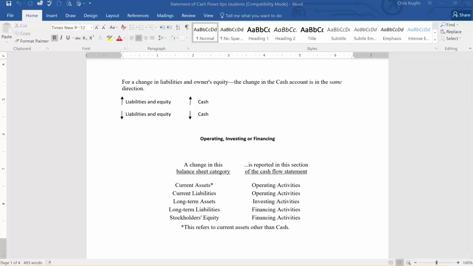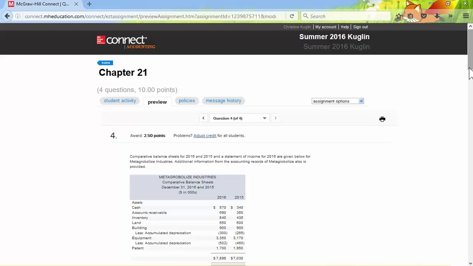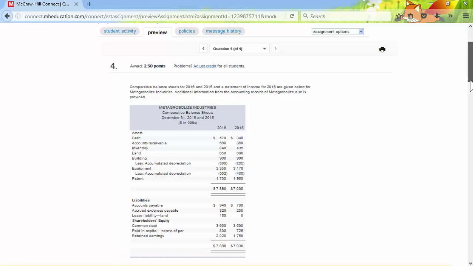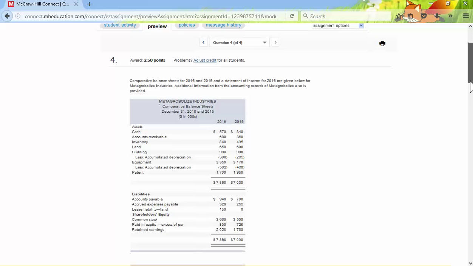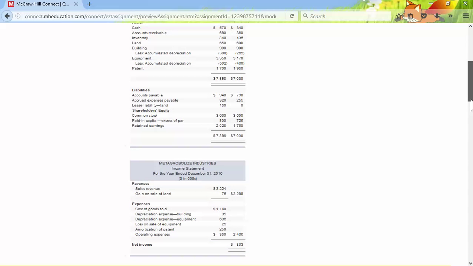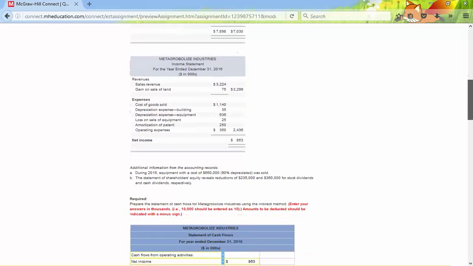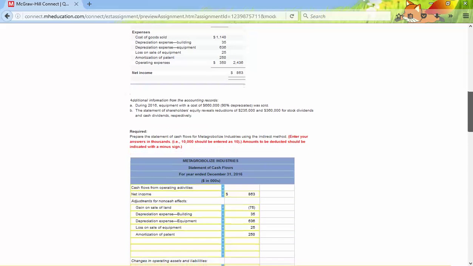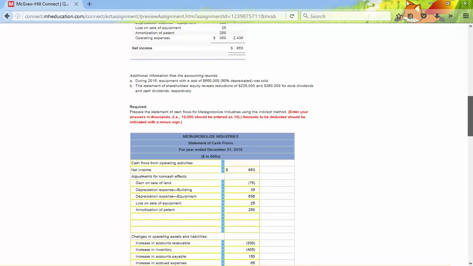So let's go to the problem and look at what information the author provided us with. The author provided us with a comparative balance sheet, so we could compare one year to the next and the changes that resulted, and then the income statement and what happened to affect net income over the course of our period of analyzing our cash flows. So let's look at the author's answers as it pertains to the operating section versus doing it ourselves.